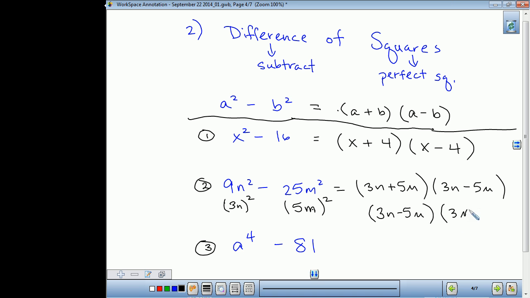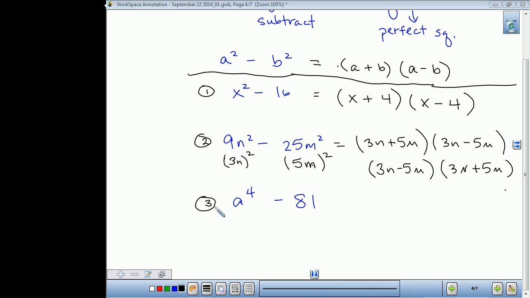Because when I'm multiplying, guys, is there any difference between 2 times 3 and 3 times 2? No. That's the commutative property of multiplication, isn't it? So it doesn't matter whether I put the plus or minus first, as long as I use different signs. Okay. Is a to the 4th a perfect square? Yes, it is a squared squared, isn't it? Is 81 a perfect square? Yes. It is 9 squared. So this factors to a squared plus 9 times a squared minus 9.